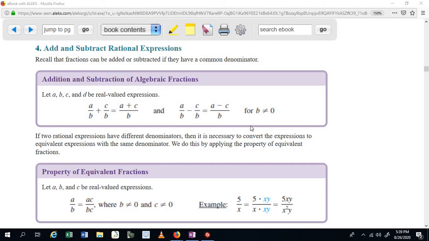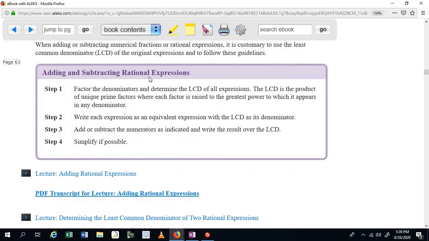Hello again. In this video, I'm going to go over Objective 4 from Section R6, which is about adding and subtracting rational expressions. So when you add and subtract rational expressions, you may want to follow this four-step process they've outlined in the book. The first step is to factor the denominators and determine the least common denominator of all the expressions.